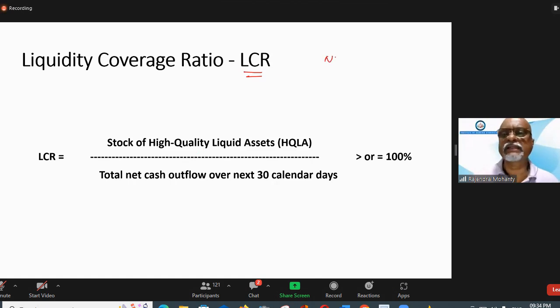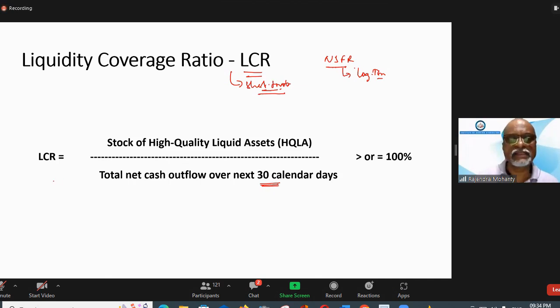Another thing which is called NSFR, that is called net stable funding ratio. So LCR is for short-term liquidity problem. NSFR is for the long-term problem. So you have to look at covering the short-term crisis as well as the long-term crisis. Short-term crisis means normally this LCR has been assigned to maintain for the 30 days period. Here you can see 30 days period.